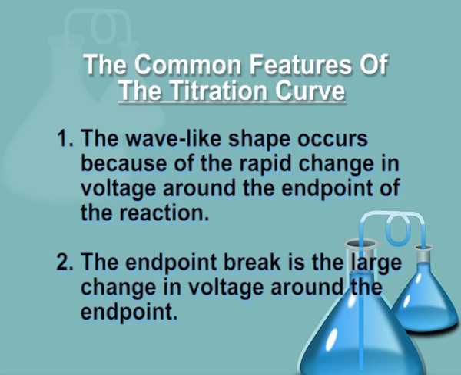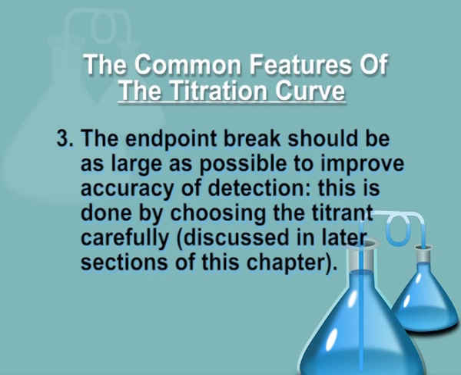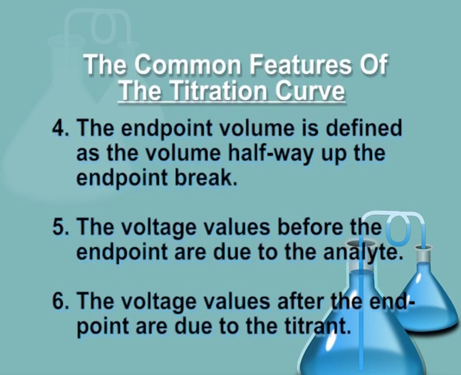The endpoint break is a large change in voltage around the endpoint. The endpoint break should be as large as possible to improve accuracy of detection. This is done by choosing the titrant carefully, discussed in a later section of this chapter. The endpoint volume is defined as the volume halfway up the endpoint break. The voltage values before the endpoint are due to the analyte. The voltage values after the endpoint are due to the titrant. The other differential curves, including the first derivative curve, second derivative curve and Gran plot, have been discussed previously in this lecture.